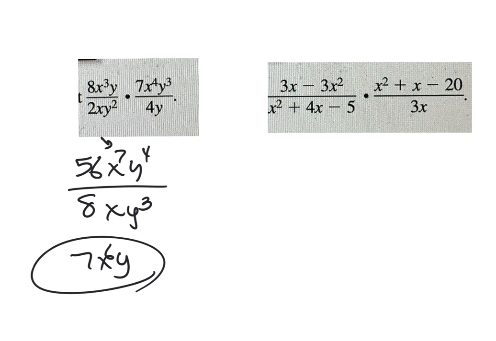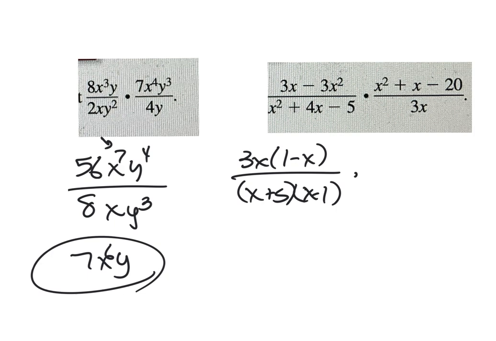Now, the second one, I'm going to factor and then see if I can cancel stuff. So the numerator, my first one, I can take out a 3x. And if I do that, that leaves a 1 minus x. My denominator down there is going to be x plus 5, x minus 1 times. This one's going to be x plus 5, x minus 4, and then I have a 3x down here.